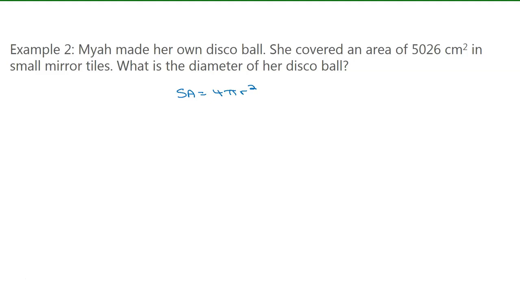So now the surface area is 5,026. So we'll plug that in. And like the last example, I'm first going to multiply 4 times pi, which is 12.6. Now we need to divide both sides of the equation by 12.6.